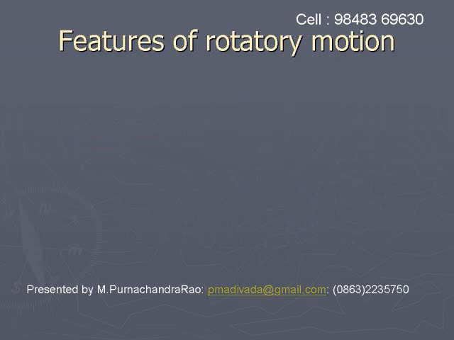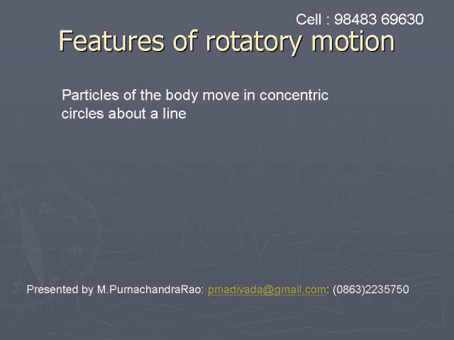Features of rotatory motion. The particles of the body move in concentric circles. The line about which the particles rotate is called the axis of rotation. The line on which the center lies is known as the axis of rotation.